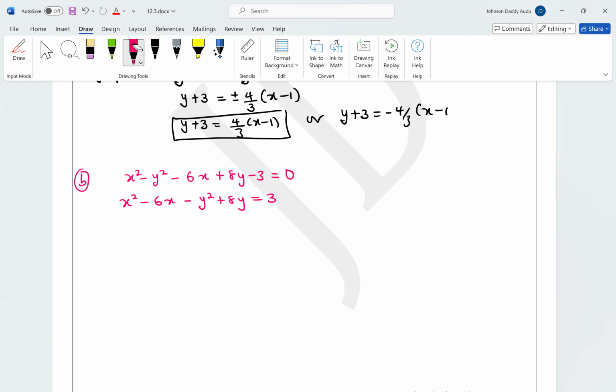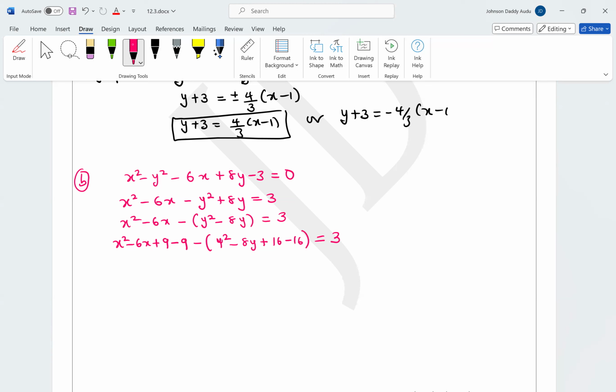Okay, let's rearrange this first before we start. This is x squared minus 6x minus, we can write this as y squared, so here becomes minus 8y equals to 3. So this is x squared minus 6x plus 9 minus 9 minus, here we have to do it inside. So this is going to be y squared minus 8y plus half of the coefficient squared. So this is going to be 16 minus 16 equals to 3.